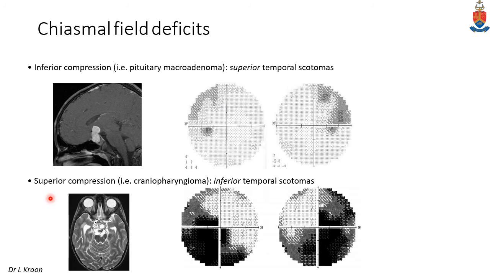Now, if there's inferior compression, such as with a pituitary macroadenoma, one can develop a bitemporal hemianopsia just in the superior portions of the visual field. If there's compression of the chiasm from above, such as a craniopharyngioma arising from the third ventricle, one can have a bitemporal hemianopsia as well, which is predominantly inferior, as in this case here, due to that large craniopharyngioma compressing on the superior portion of the optic chiasm.